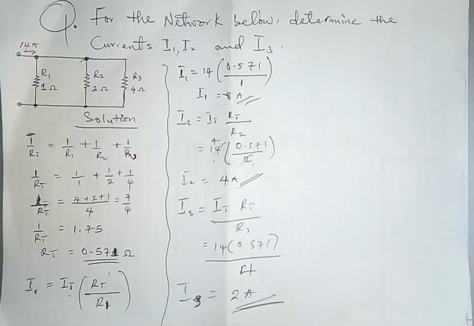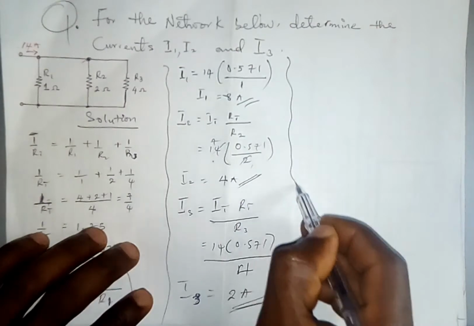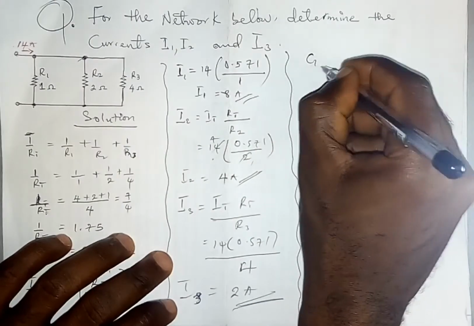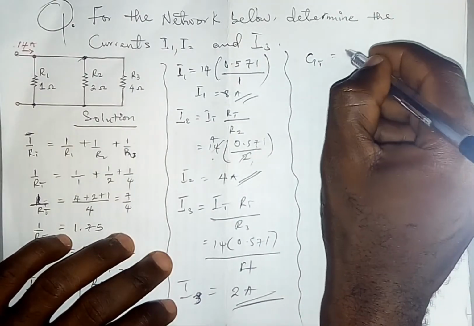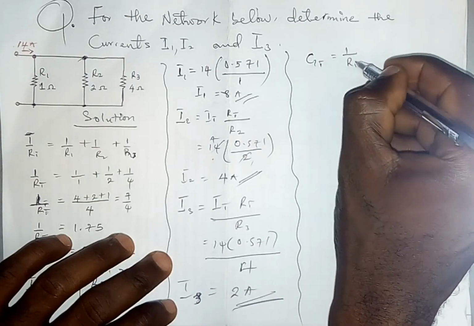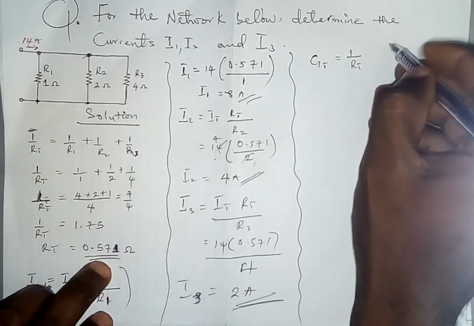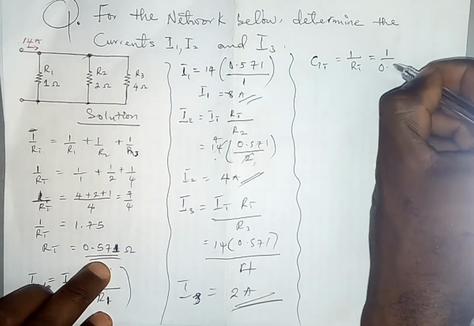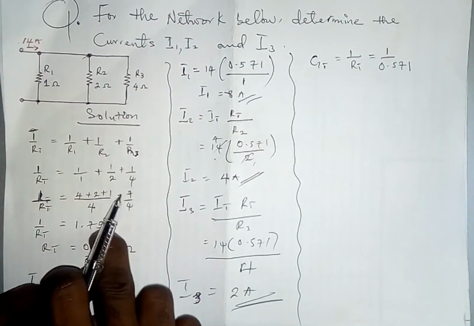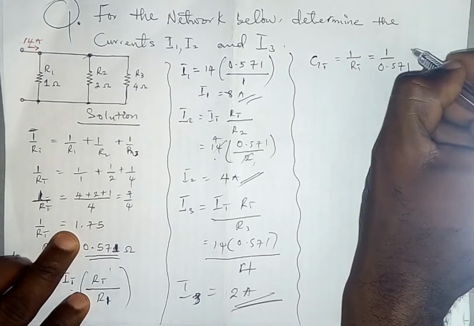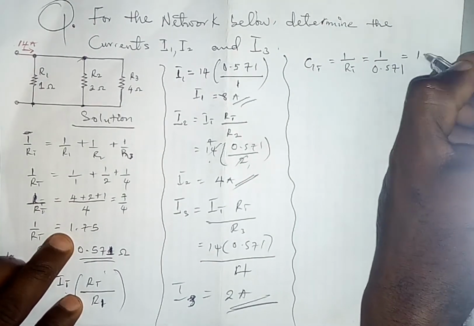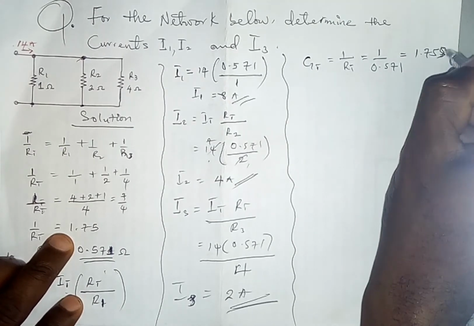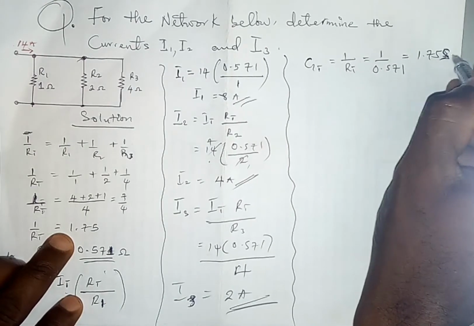Again, we can also relate it to conductance. We said that conductance is the inverse of resistance, so it is the inverse of RT. Since our RT is 0.571, the conductance is going to be 1 over 0.571, which still gives us what we have here, 1.75. That is the unit of conductance.